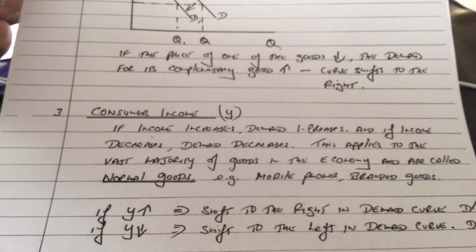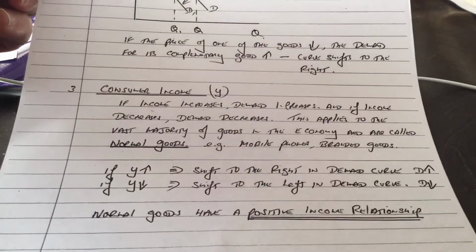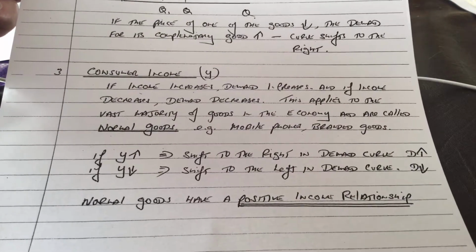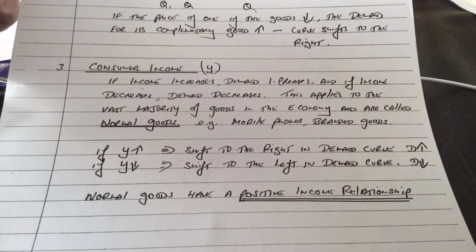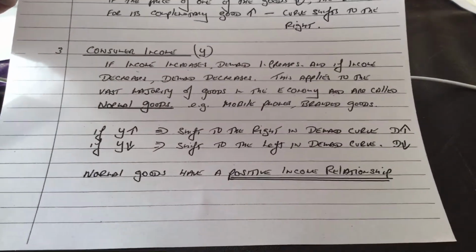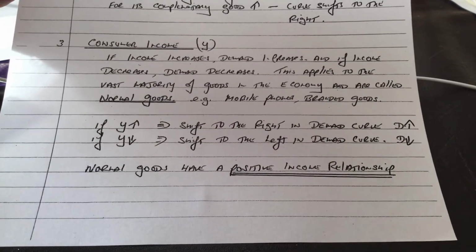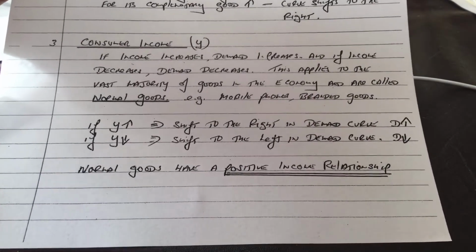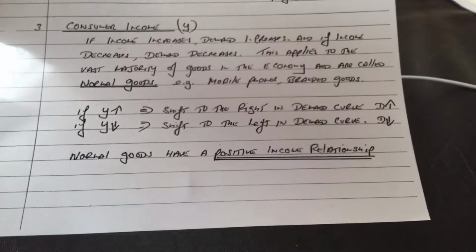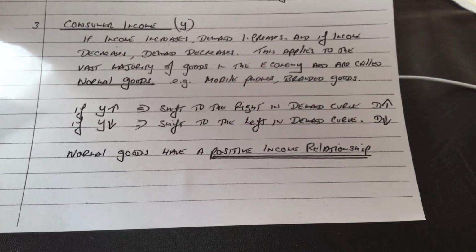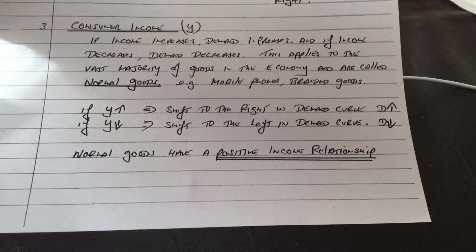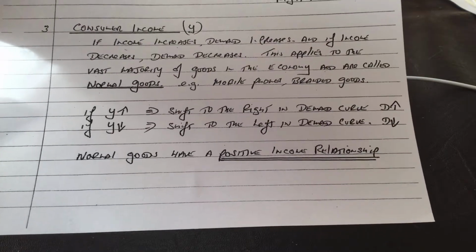The third factor that causes a shift in the demand curve is consumer income. If income increases, demand increases. And if income decreases, demand decreases. This applies to the vast majority of goods in the economy and they are called normal goods. For example, mobile phones and branded goods. So if there's an increase in income, shift to the right. If there's a decrease in income, shift to the left in the demand curve.